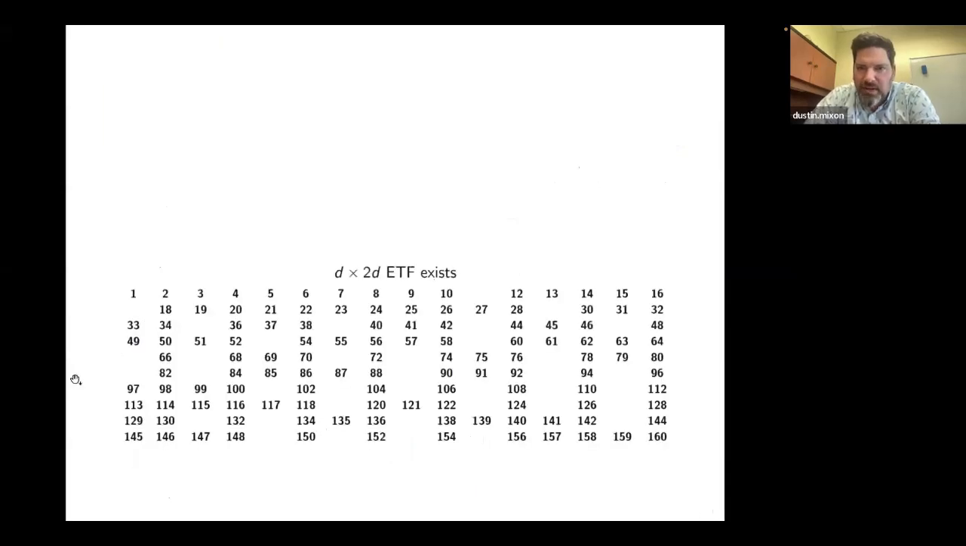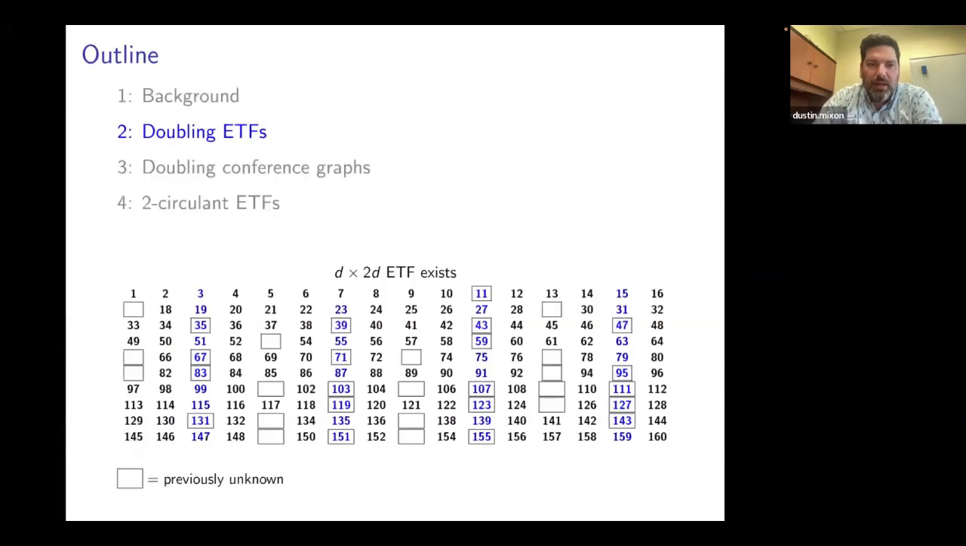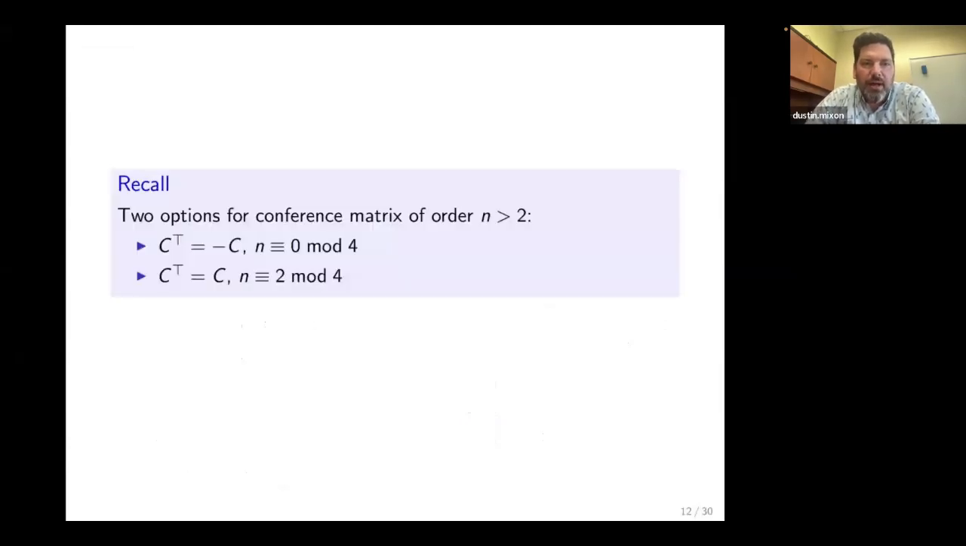And that explains everything that was known before the work from today's talk was commenced just a year or two ago. Next, we're going to talk about doubling ETFs. This was technology built by Joey Iverson and his student Kian Fallon. And that's going to allow us to populate all of these blue columns, including these open boxes. So previously unknown ETFs.